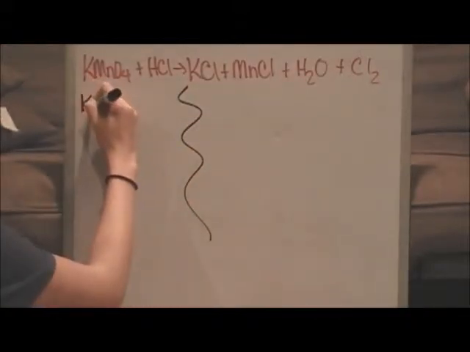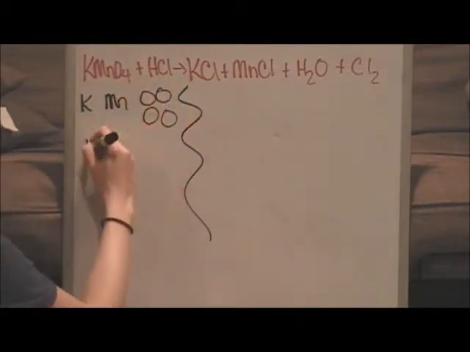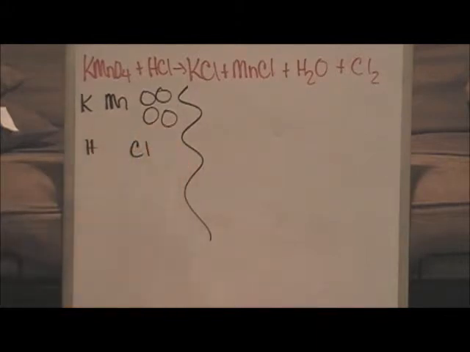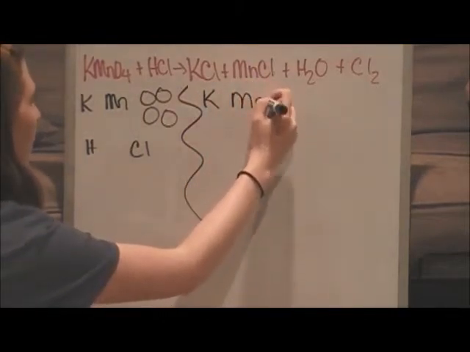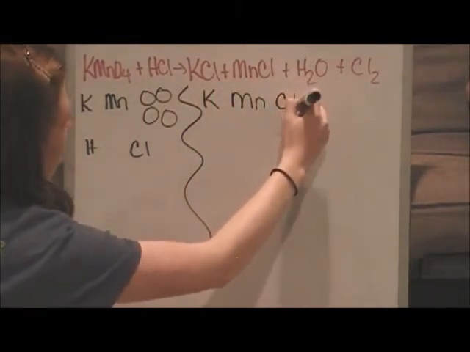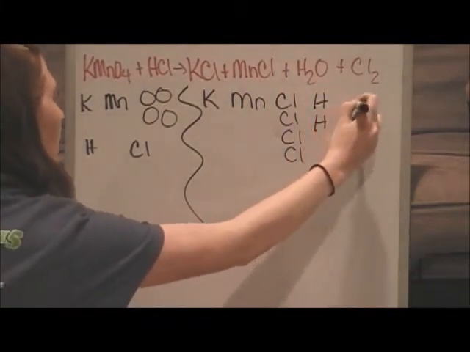Okay, for our last balancing problem, we're going to do a little bit harder one. We have KMnO4 plus HCl yields KCl plus MnCl plus H2O plus Cl2. On our reactant side, we have 1 K, 1 Mn, 4 O's, 1 H, and 1 Cl. And on our product side, we have 1 K, 1 Mn, 4 Cl's, 2 H's, and 1 O.